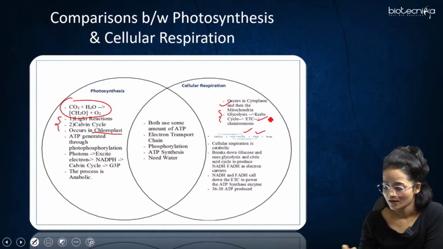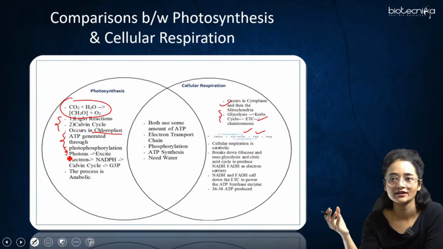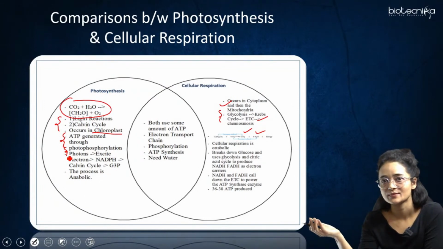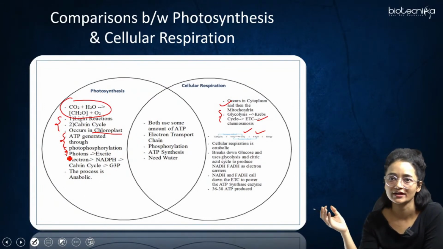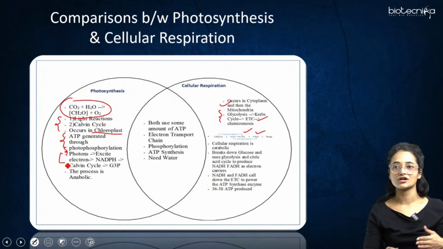Then the ATP is generated through photophosphorylation in case of photosynthesis, while the ATP is generated through oxidative phosphorylation in case of cellular respiration. Photophosphorylation means light is used to generate ATP, and in case of cellular respiration, oxygen is used to generate ATP, right? Then here there is a series of electron transport which takes place.